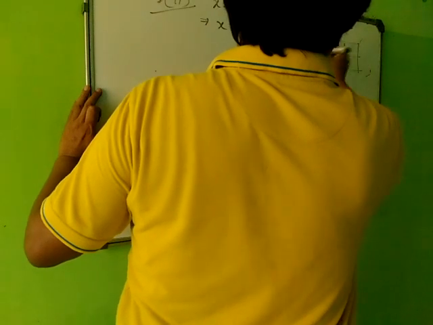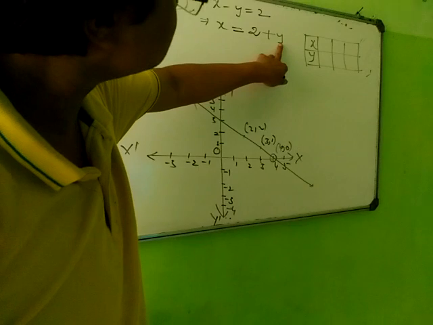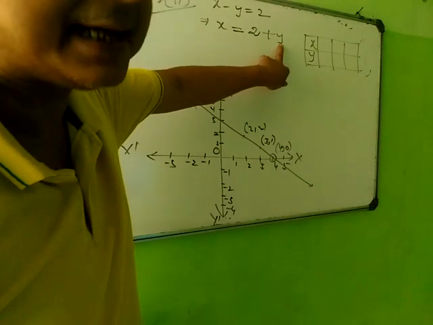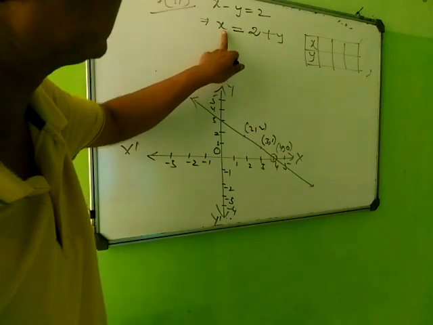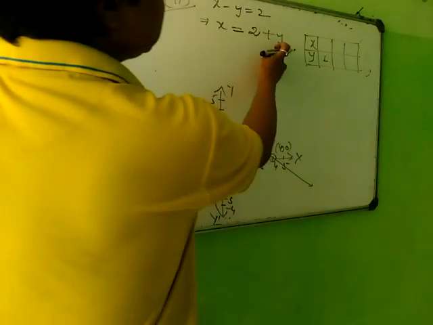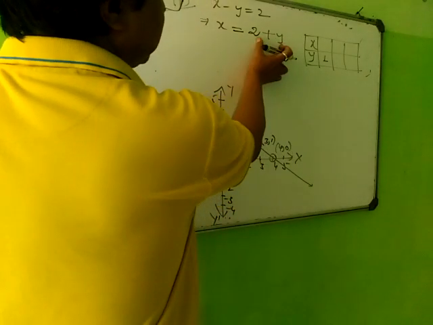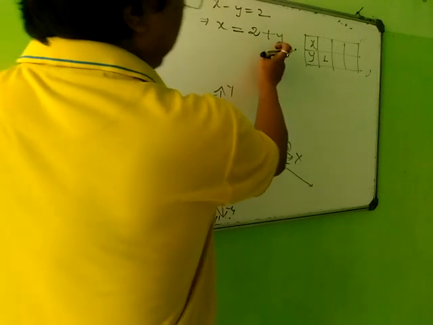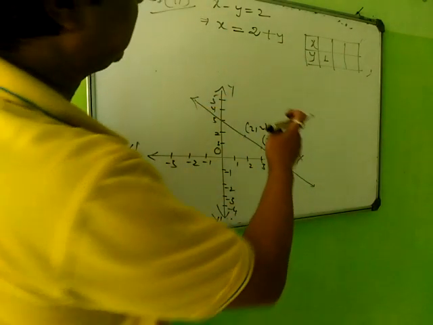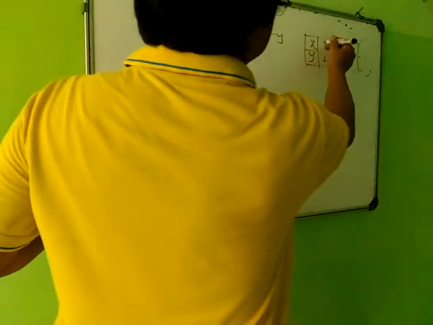So it is x, this is y. So now, first you take the value of y. Any value of y you take, you will get a corresponding value of x. Let us take, say y is 1. Then 2 plus 1, so 3. X will be 3. So y you have taken 1. So 2 plus 1, 3. So x will be 3.